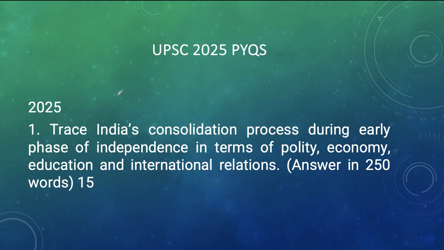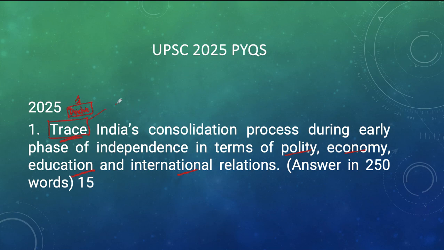So let's go into the UPSC 2025 Mains examination question which was asked from the post-independence segment. Trace India's consolidation process during the early phase of independence in terms of polity, economy, education, international relations. Basically, students, here the examiner is concentrating on the directive called trace, and we need to address that in an effective manner. This is very, very important.